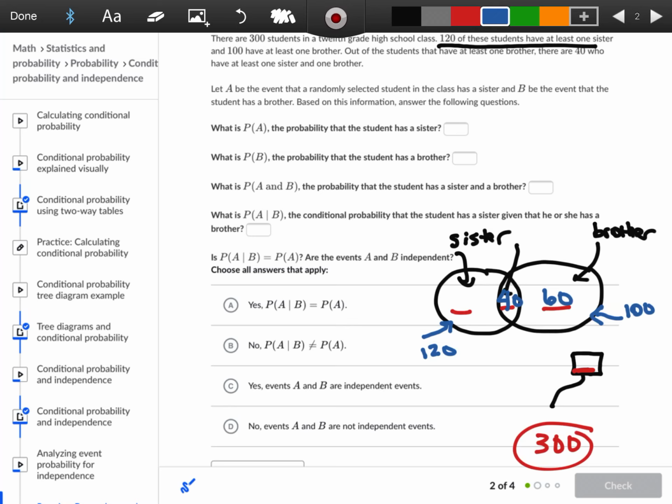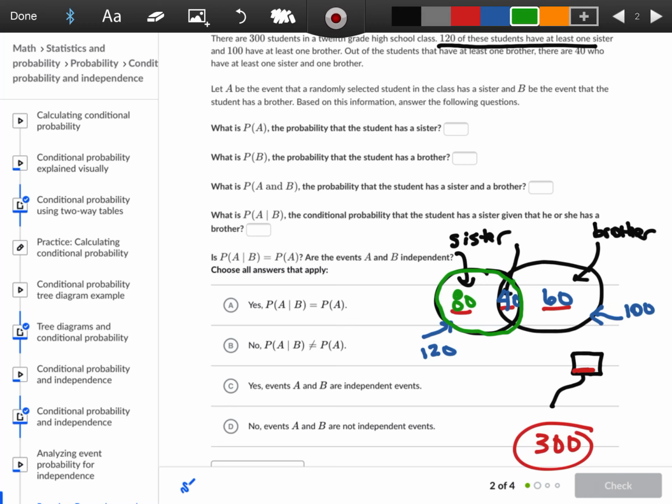So these 60 don't have a sister. And then this circle over here, I'm going to highlight in green for a second. I should say her, because it's a sister group. So I have 120. I take out 40. And this is 80 people who just have at least one sister, but not at least one brother.